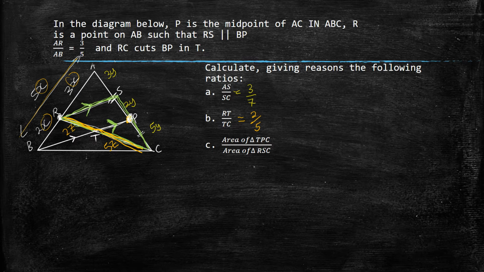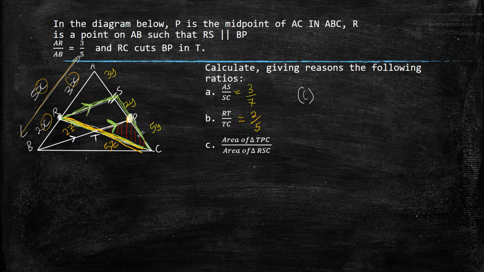So let's go to C. For C, it says, let me use a white color rather. C says determine the ratio of area of triangle TPC. Let me highlight for you TPC. Let's go and check TPC. Okay, so TPC is that smaller triangle there. I hope you can see it in red. That is TPC over area of triangle RSC.